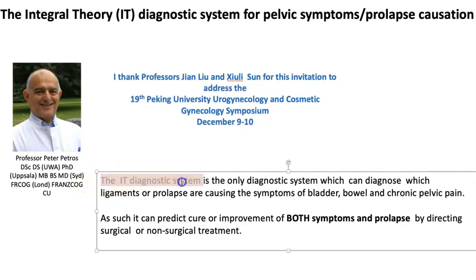The integral theory diagnostic system is the only diagnostic system which can diagnose which ligaments or prolapse are causing the symptoms of bladder, bowel, and chronic pelvic pain. It is the only one in existence. As such, it can reasonably predict cure or improvement of both symptoms and prolapse, and direct surgical or non-surgical treatment.